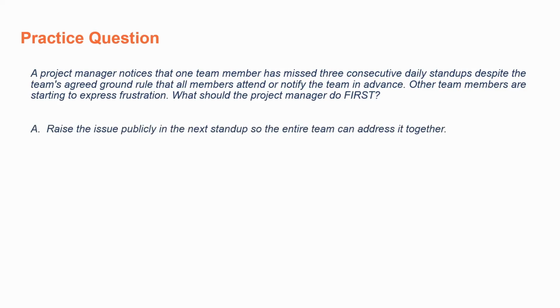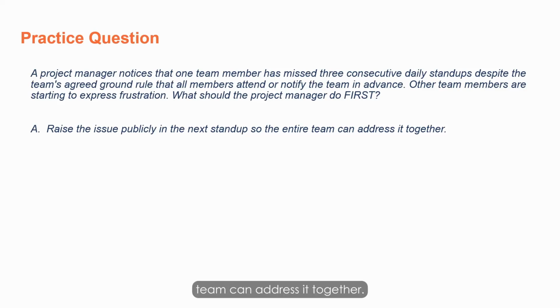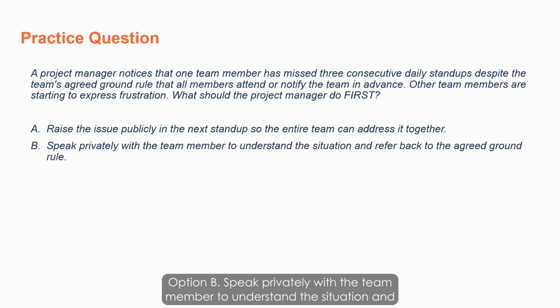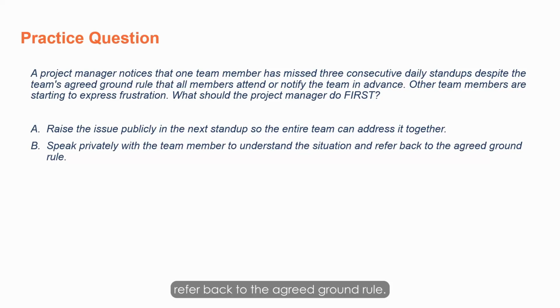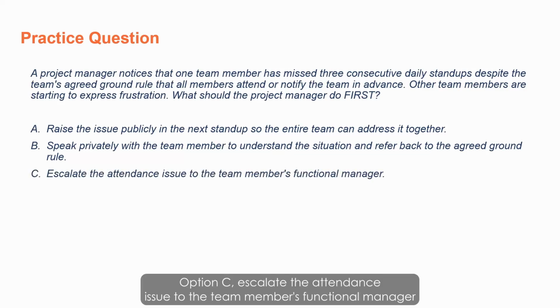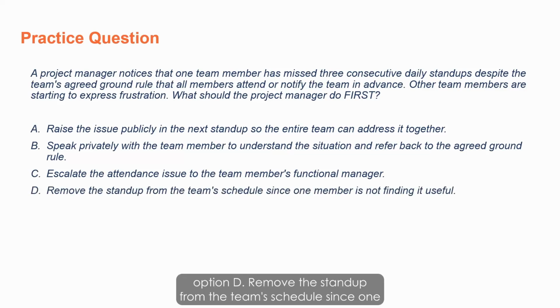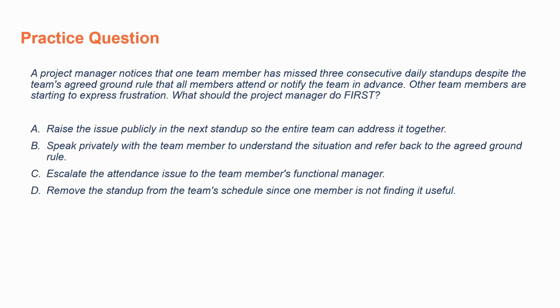Option A. Raise the issue publicly in the next stand-up so the entire team can address it together. Option B. Speak privately with the team member to understand the situation and refer back to the agreed ground rule. Option C. Escalate the attendance issue to the team member's functional manager. Option D. Remove the stand-up from the team's schedule since one member is not finding it useful.